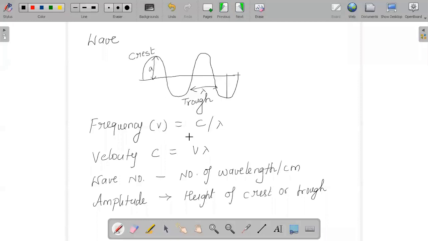There is a relation between frequency and wavelength. If we know the frequency or wavelength, we can conclude how to relate the velocity. And there is the wave number, which is the number of wavelengths, but here the criterion is that it should be per centimeter. If we can calculate the number of wavelengths per centimeter, then we term it the wave number. This is a very simple concept which you will also study in physics.